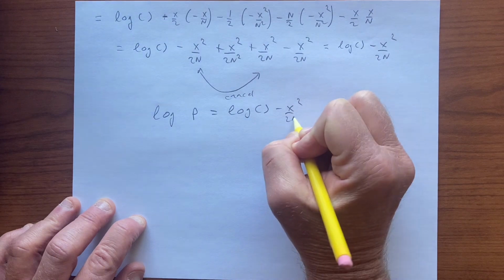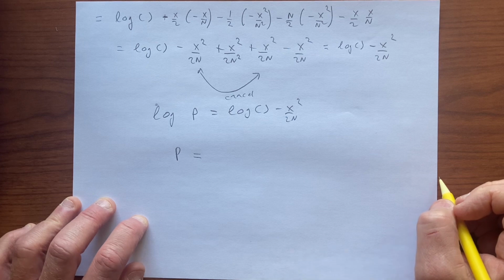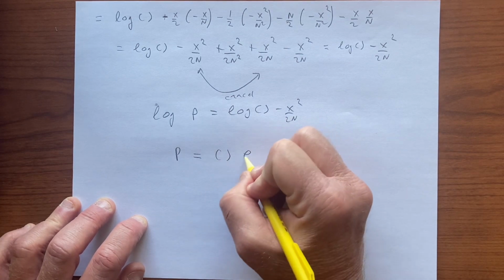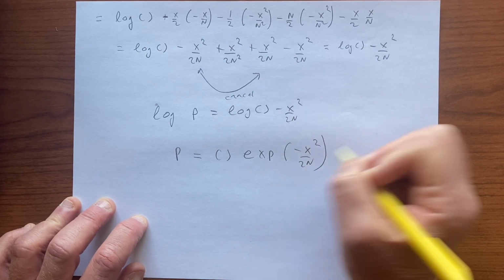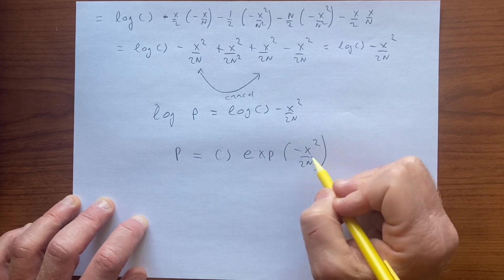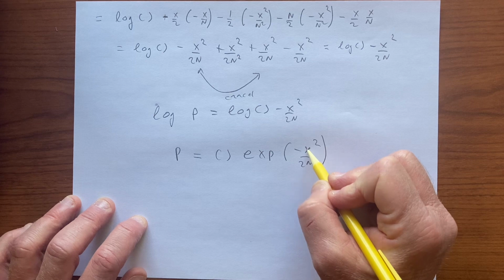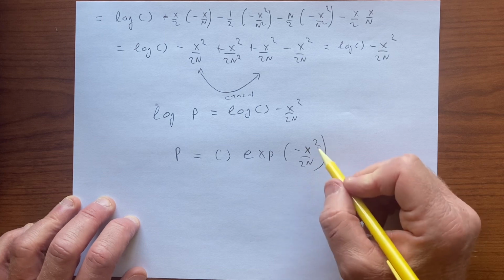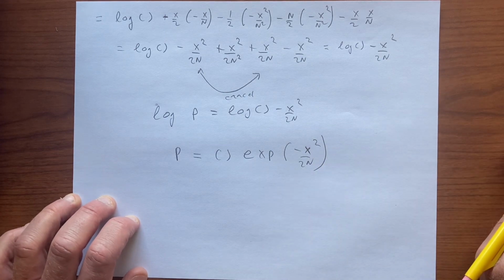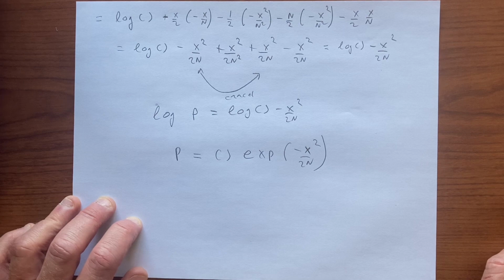So log of the probability is the log of this number minus x squared over 2n, and so we'll take the exponent of this to get p back, and so p is some quantity times e to the minus x squared over 2n, and so we see that it's a Gaussian, right? The difference between heads and tails by an amount x starts to decrease, and when x is 0, when there is no difference, that's the peak of the curve. So equal numbers of heads and tails when you have very large numbers. And so we've shown that the binomial reduces to the Gaussian.